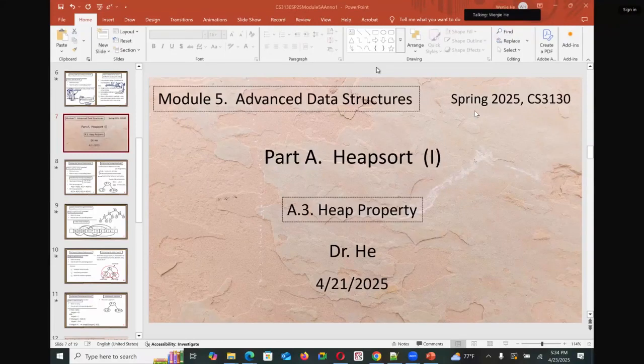Last time we did an introduction to the heap sort, mainly the background, why we need to do the heap sort. Today we start looking at the data structure, the heap data structure.